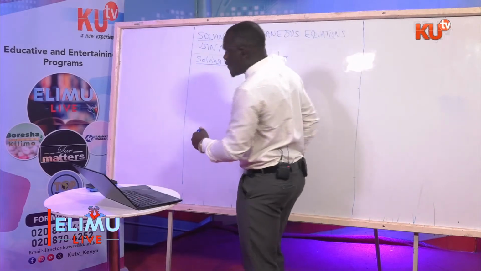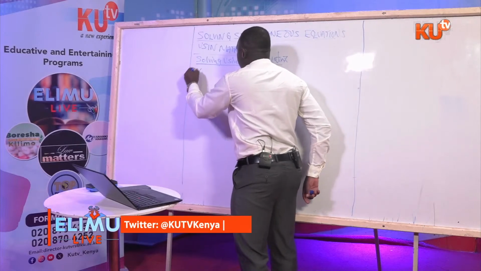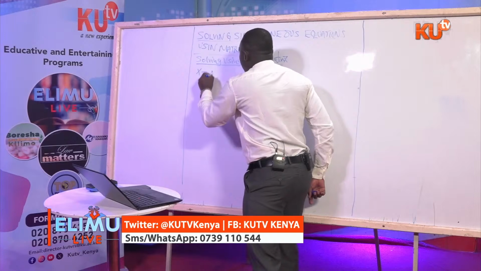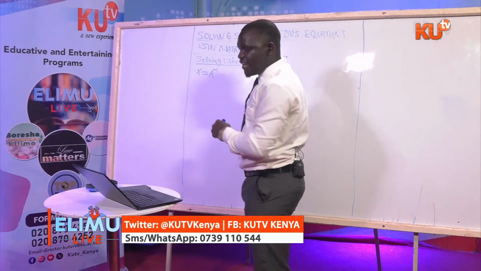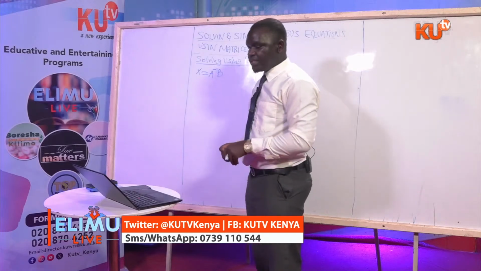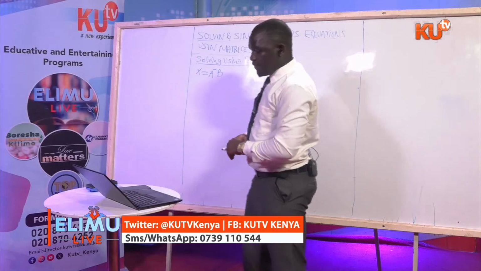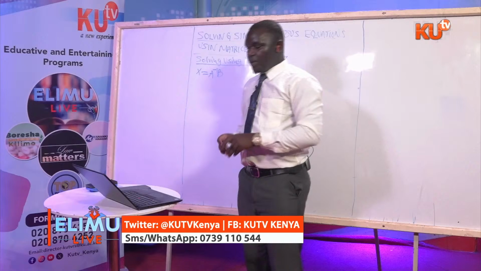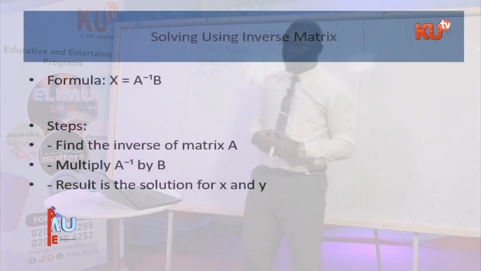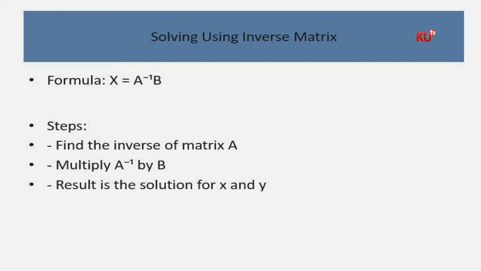So we are going to have the formula x should be equal to A raised to power -1, that is the inverse of A, times B. That is how we are going to work it out. So first of all, step number 1, find the inverse of the matrix. Find the inverse of the matrix. I think by now you know how to get the inverse of the matrix.